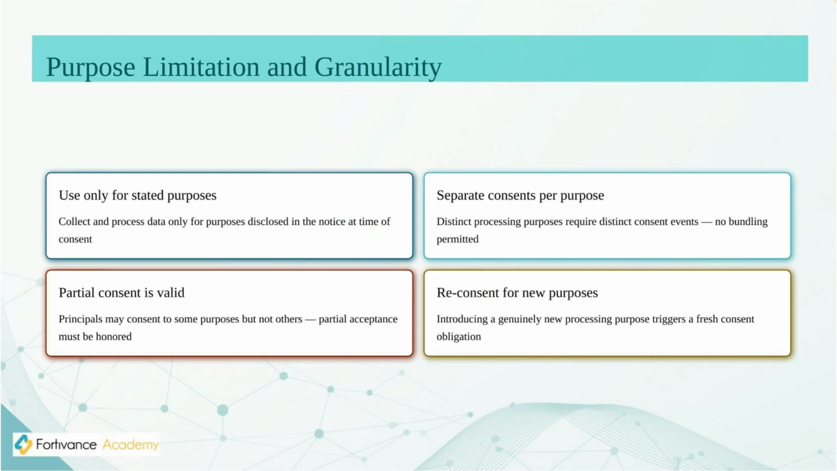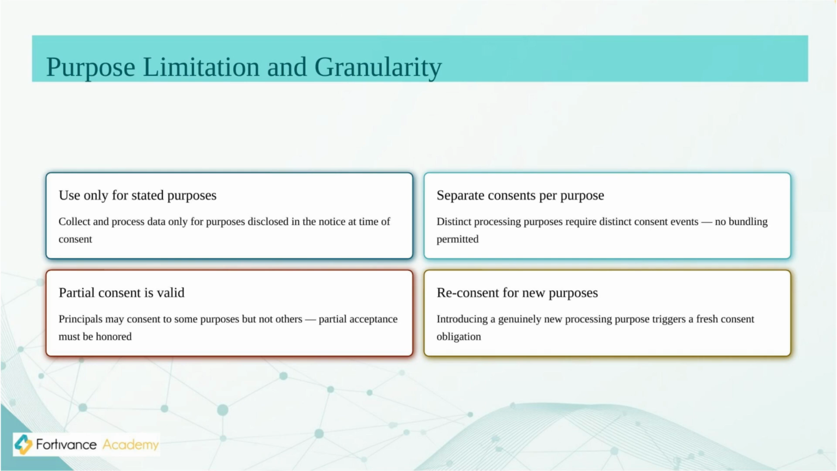Let's dig into a concept that quietly underpins good consent: purpose limitation and its close cousin, granularity. Purpose limitation means this: you collect and use data only for the specific purposes you stated and nothing more. So if you collected someone's email to send order confirmations, you can't suddenly start using it for targeted advertising without fresh consent. The original purpose limits what you're allowed to do.